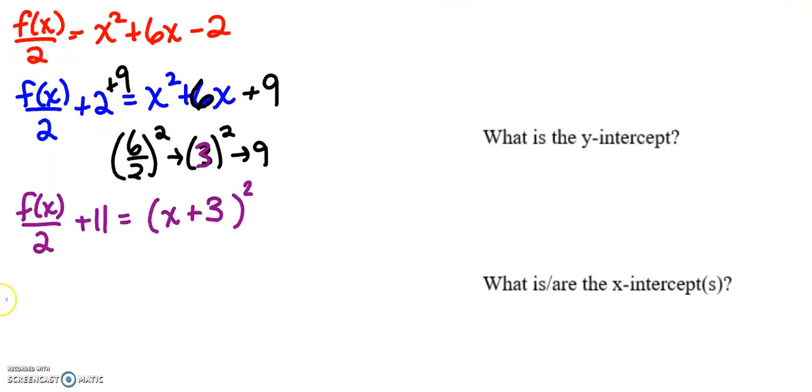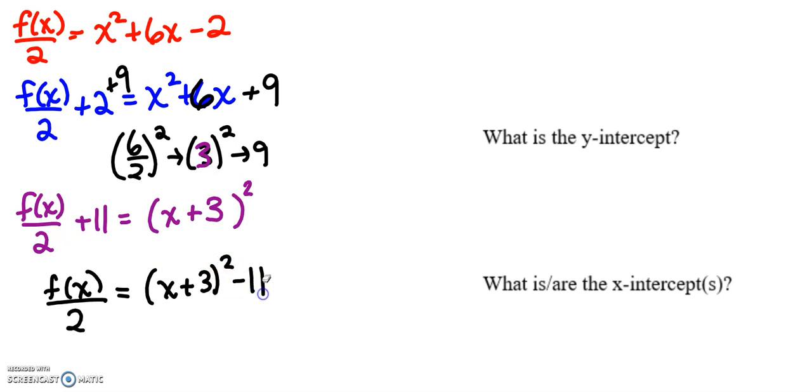Next thing is to start getting f of x by itself. We're not solving this like we would solve the quadratic. We are looking to write in standard form. So this would be minus 11. Last step then is to multiply through by that a value.